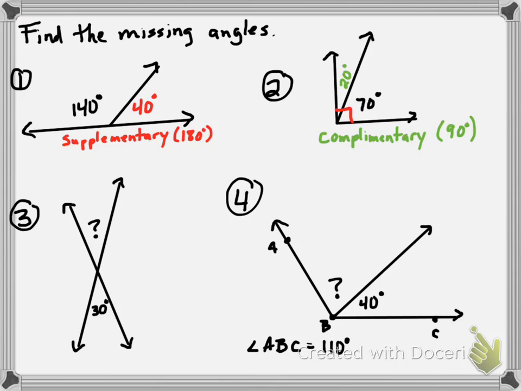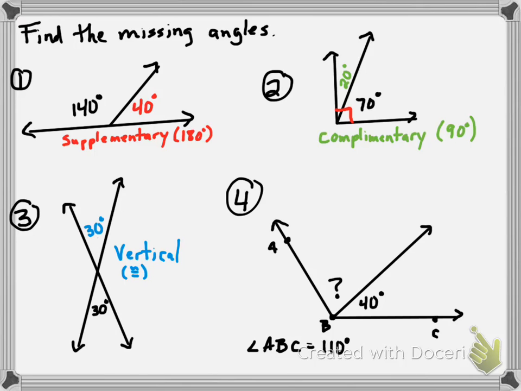Now number 3. This time I don't have adjacent angles. They're not beside each other. They're across from each other. What's that called? Well, that's vertical angles. And what do we know about vertical angles? Vertical angles are congruent. So if that angle is 30, then so is this angle.